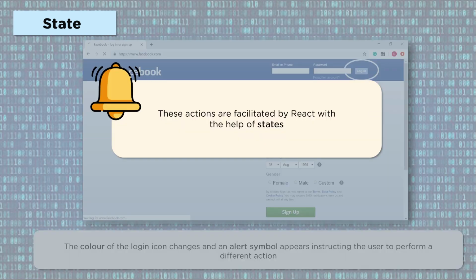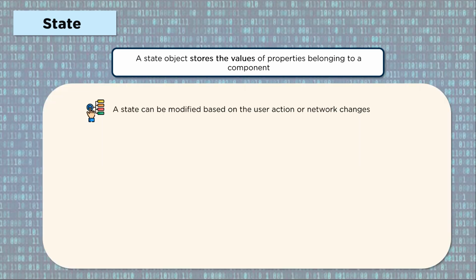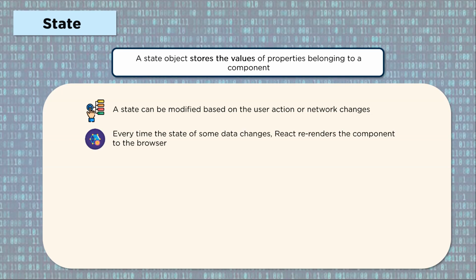Now these actions are facilitated by React with the help of states, and that is what makes state management a very crucial aspect of the React framework. So a state object stores the values of properties belonging to a component. So if I have a login component, the current state of that component could be successfully logged in or denied login. These would be different valid states for a property belonging to a component. So this state can be modified based on some user action or based on some network changes. So every time the state of some data changes, React would re-render the component into the browser.